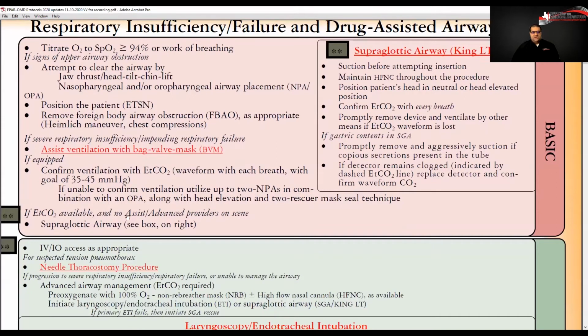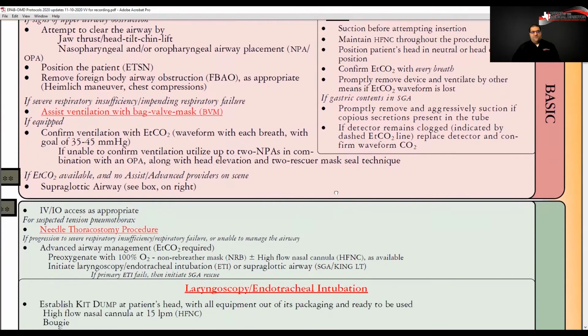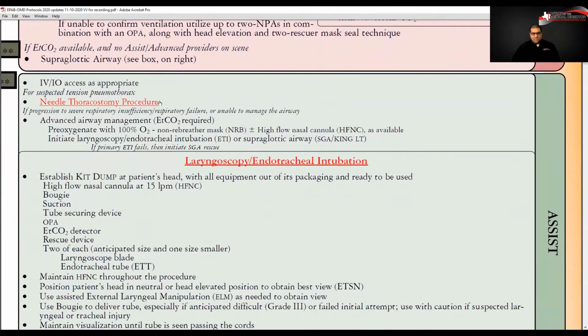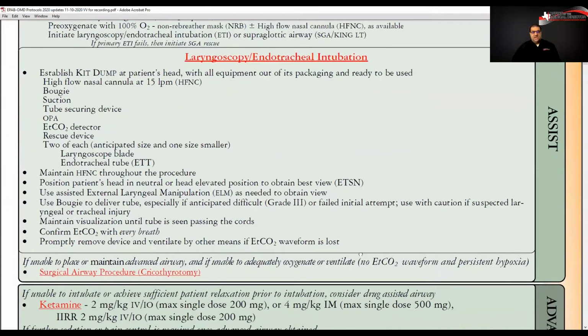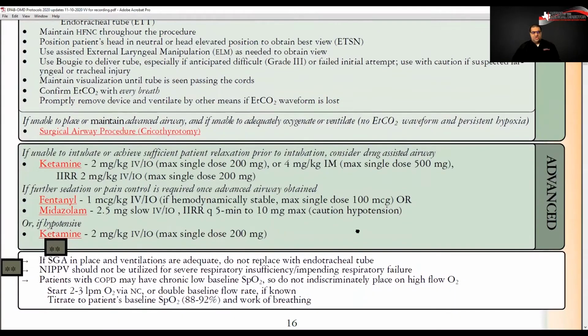And so we simply took the box and moved it up to the basic level to maintain consistency. And again, to be clear, if you are a basic provider and you don't have an ALS provider on scene, you are within your rights to place a supraglottic airway if the patient tolerates it and they're in respiratory failure, etc. So that's what that box says there. For the ALS level, we simply moved over the IV/IO access box just for cleanliness sake, and not a whole lot else really changed here.